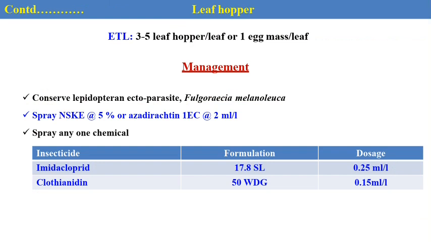For the management practices of this pest, we can conserve and use one nimble parasitoid, the Lepidopteran parasitoid called Epiricania melanoleuca. It is mostly used against the sugarcane pyrilla. Then in case of botanical control, 5% neem seed kernel extract is effective. Then in case of chemical control, imidacloprid and clothianidin are the chemicals mostly used against the sugarcane pyrilla in the sugarcane field.